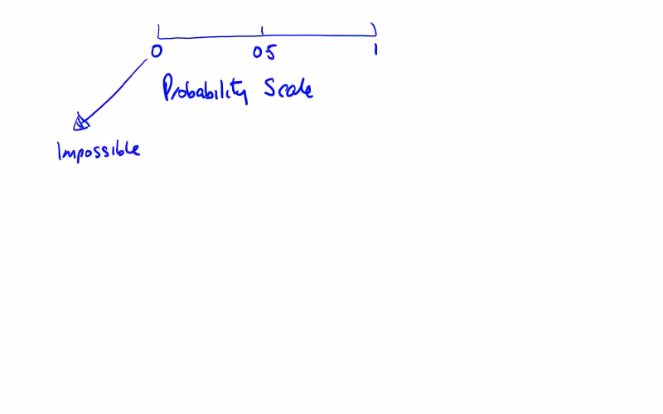Some revision on the probability scale. You guys should have seen this before. Take these notes into your copy. 0, 1, 0.5. 0, as you all know, is impossible. Something that's impossible to happen. Coronavirus will disappear tomorrow is impossible, unless this is 12 months in advance. 1 is certain.